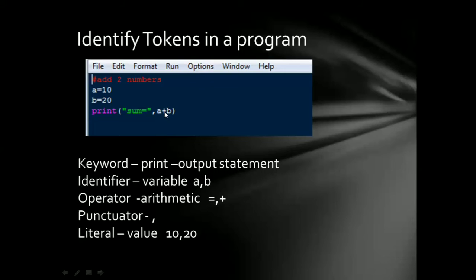Here this plus is also an operator, which is called an arithmetic operator. Plus, minus, division, multiplication, all are arithmetic operators. We'll see the types of operators. So here plus is the arithmetic operator. Now how do operators function?